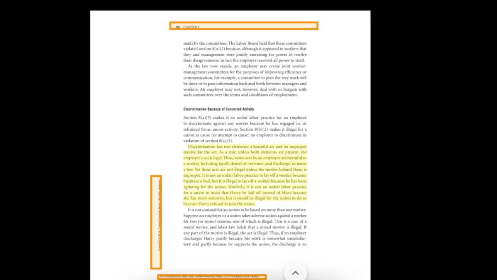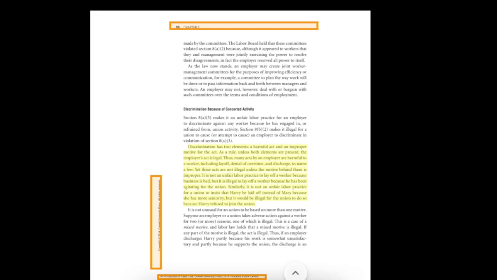Thus, many acts by an employer are harmful to a worker, including layoff, denial of overtime, and discharge, to name a few. Yet these acts are not illegal unless the motive behind them is improper. It is not an unfair labor practice to lay off a worker because business is bad, but it is illegal to lay off a worker because he has been agitating for the union.